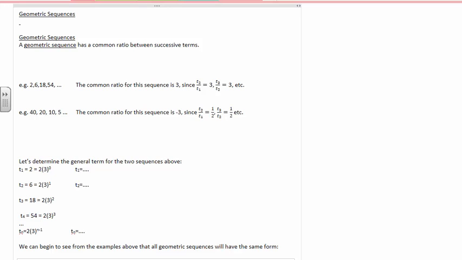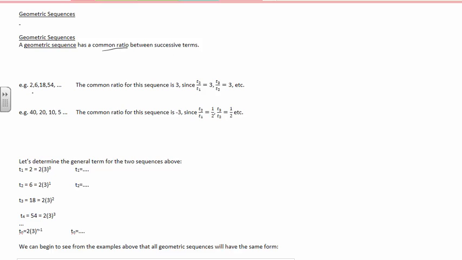So today is just a continuation of yesterday. We're looking at sequences again, and as I said in yesterday's video, today's sequences are now dealing with multiplication or division. Excuse me. So a geometric sequence has a common ratio between successive terms, and remember that successive just means your terms that are all in a row.